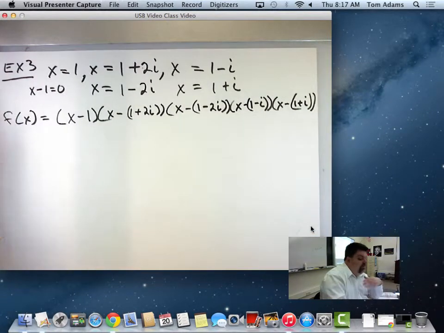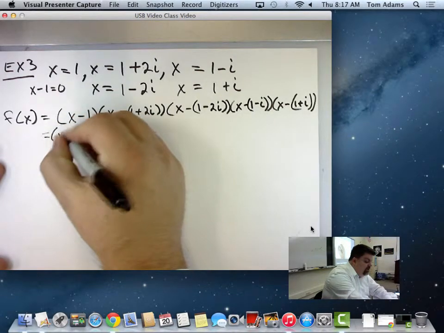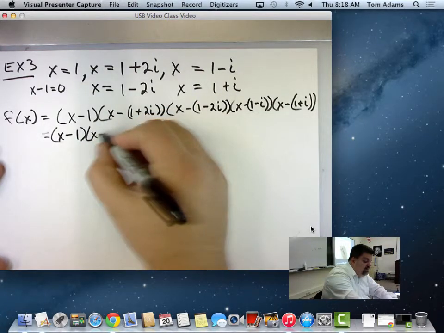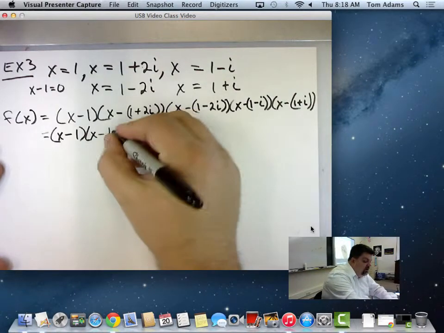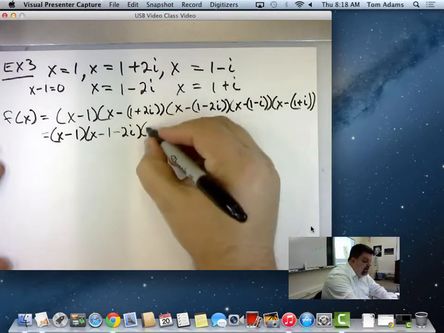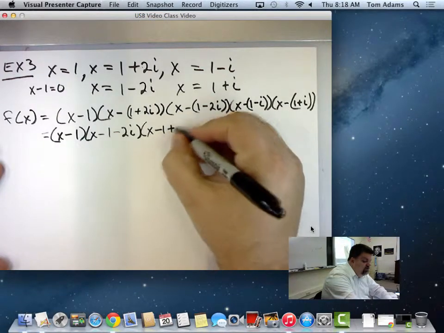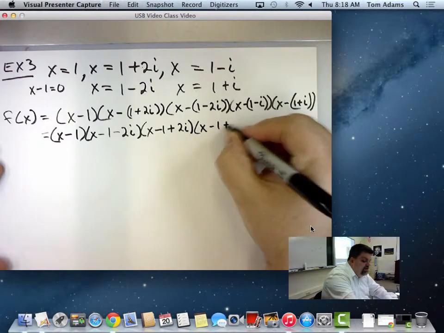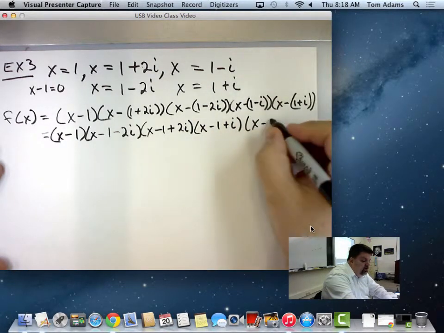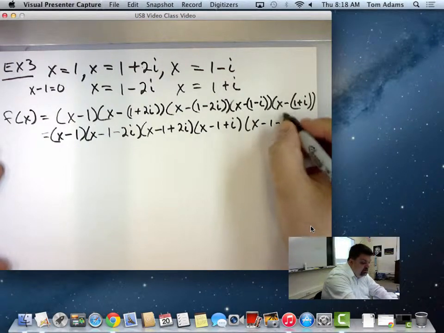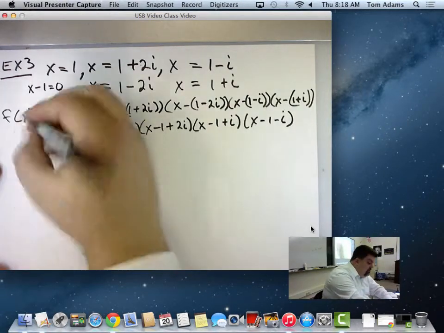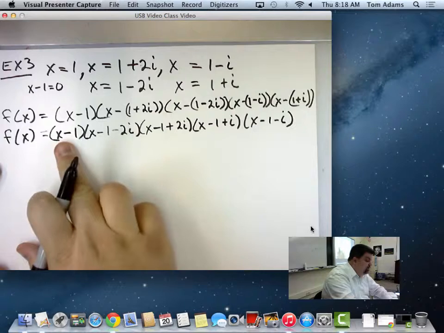Try not to skip this step. Or, I mean, you could, but it's going to throw you off. Just make sure that if you skip the step, you do it right. So I've got x minus 1, and then I get x minus 1 minus 2i times the quantity x minus 1 plus 2i, and then times the quantity x minus 1 plus i, and then x minus 1 minus i. Now, probably the best thing to do would be to multiply the complex numbers first and then do this one real solution at the end.